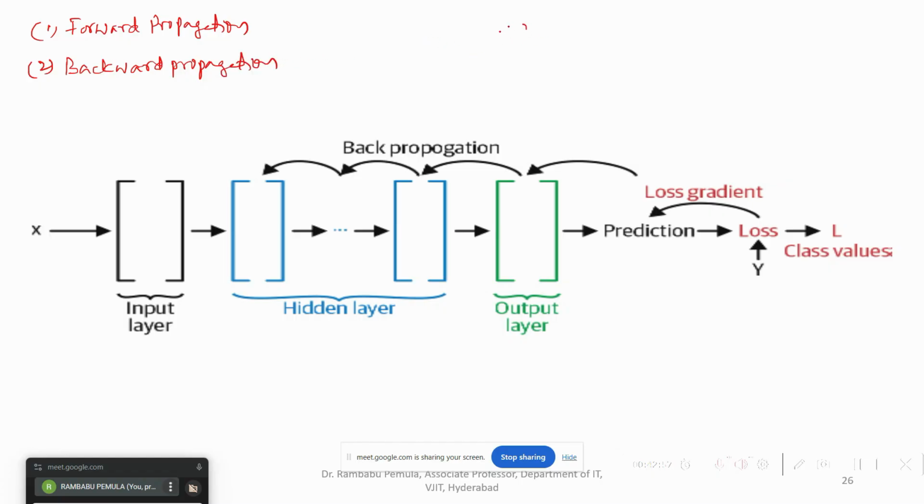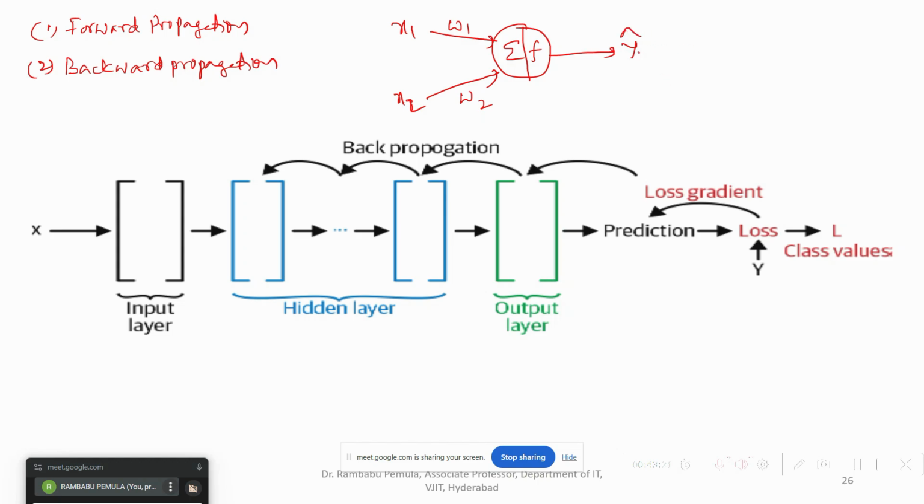For example, take a simple neural network. Suppose only one neuron is there. Suppose two inputs are there, x1 and x2, and the corresponding weights are w1 and w2. Then there is the corresponding summation and the corresponding activation function, and then we get the output y cap.